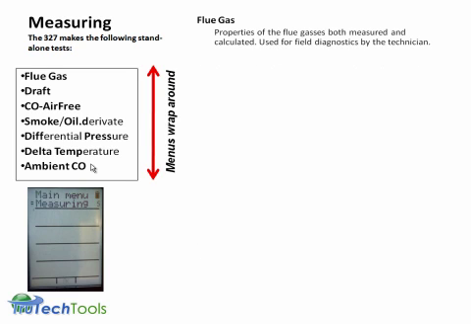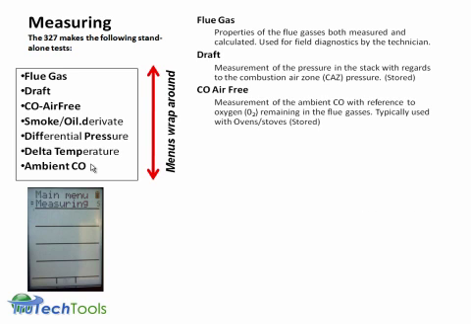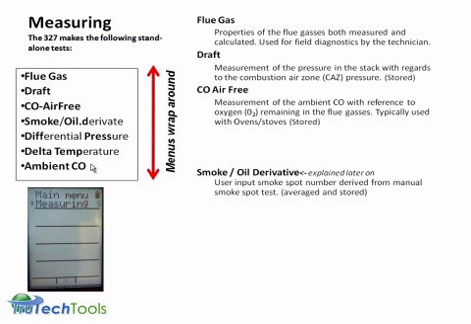Flue gas: the properties of flue gas are measured and calculated, used for field diagnostics by the technician. That's what you do in the measuring menu with the flue gas measurement. If we're talking about draft, we're talking about a measure of pressure within the stack with regards to the combustion air zone. CO air free is a measurement of the ambient CO with reference to oxygen remaining in the flue gases, and this is typically used with ovens and stoves.